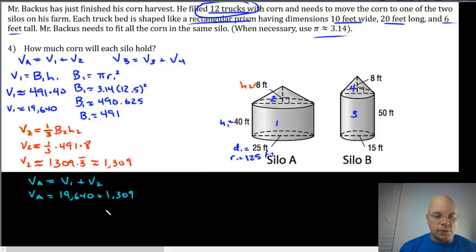If you add those together, you get 20,949. The correct units would be cubic feet. Cubic because when we're doing volume, we're talking about 3 dimensions, and so feet cubed. It's literally how many 1 by 1 by 1 cubic feet would fit inside of this silo, and this is how many would fit.